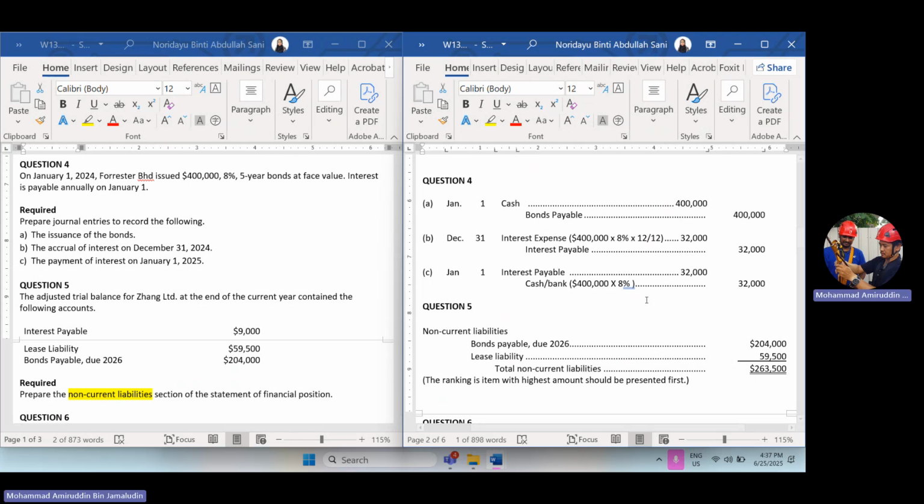Question number 4. On 1st January 2024, the company issued 400,000 8% 5-year bonds at face value. At face value meaning when you reach the maturity, this is the value. This is the carrying amount. Later you will see bonds can be issued at discount, at premium.